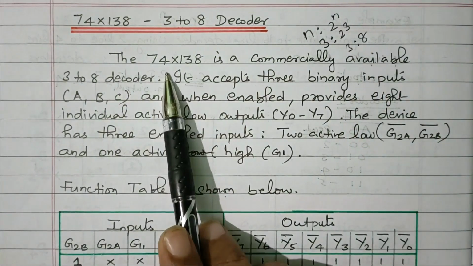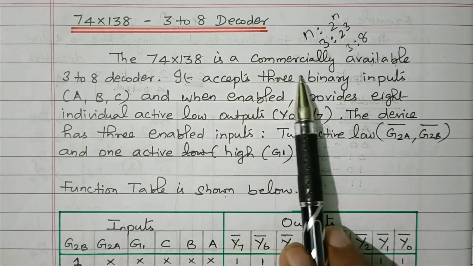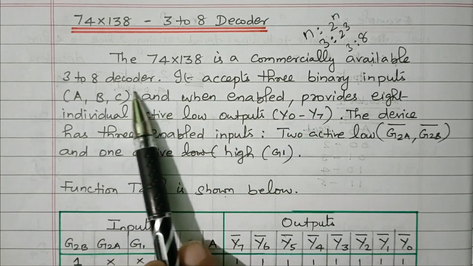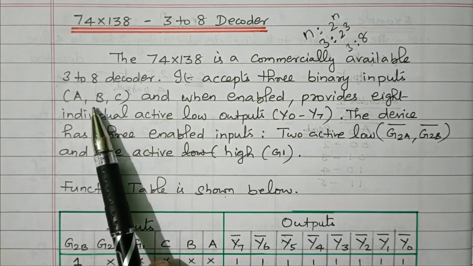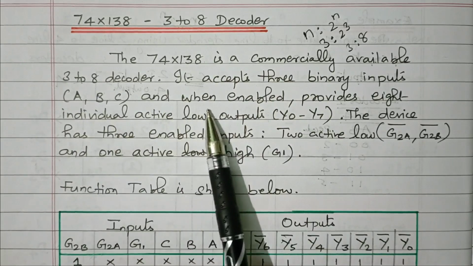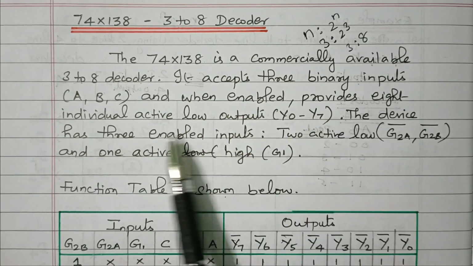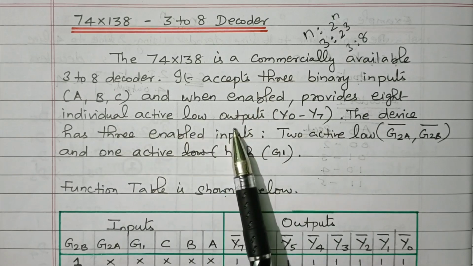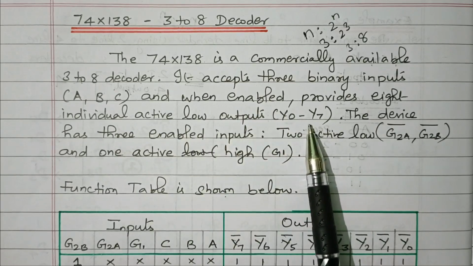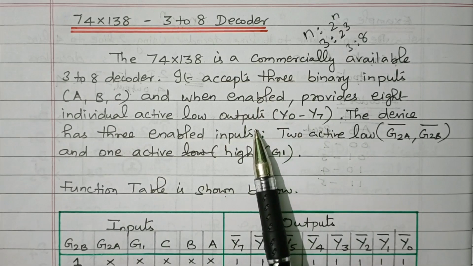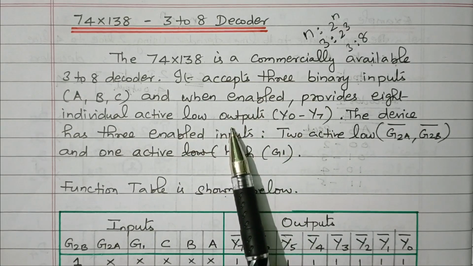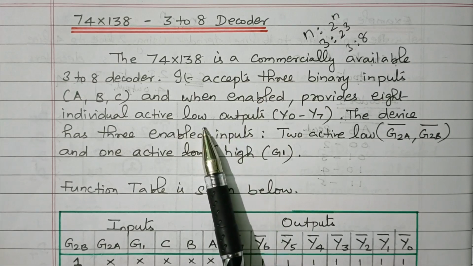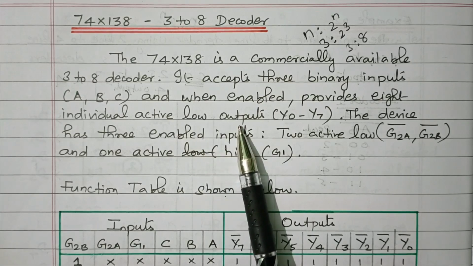So this 74X138 is a commercially available 3 to 8 decoder. It accepts 3 binary inputs A, B and C, and when enabled, provides the individual active low outputs Y0 to Y7. The output is inverted, so that we are getting the low output. Normally we would get a high output, but because of inversion, we get a low output. Now we'll see the pin diagram so we are able to understand.